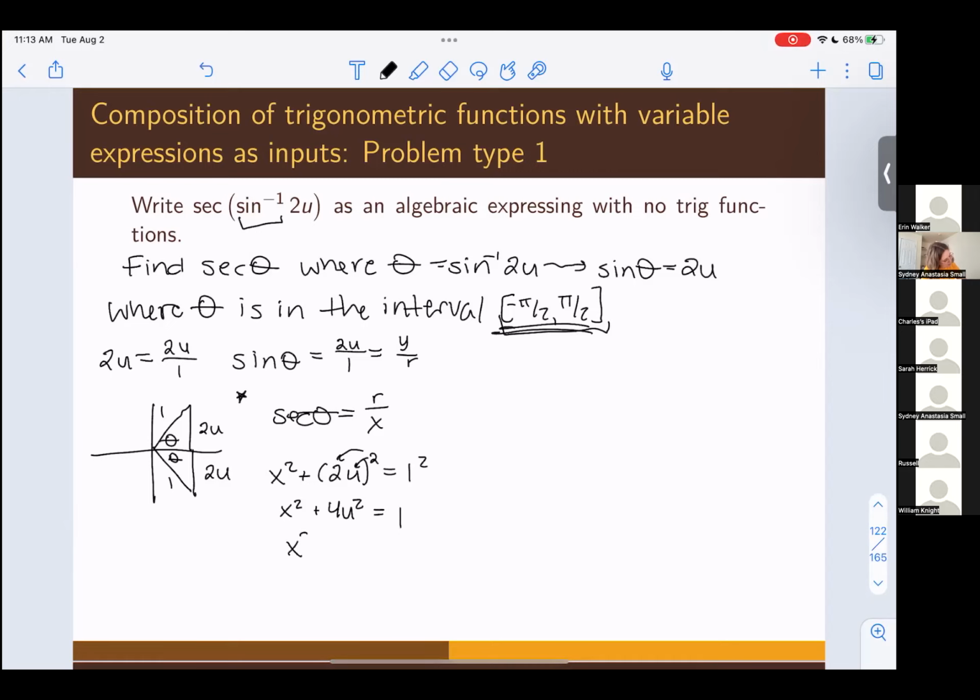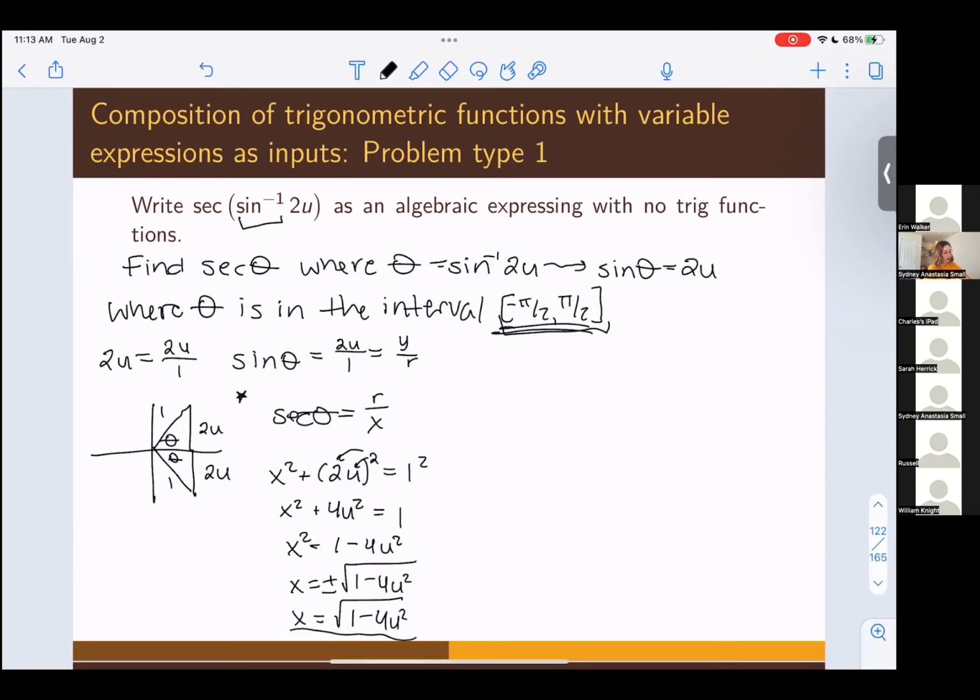So x squared is equal to 1 minus 4u squared. Okay. Which implies that x is equal to plus or minus the square root of 1 minus 4u squared. Okay, is it plus or minus? Turns out we are always just working with a positive x coordinate regardless of which of the two scenarios we're considering. So x is just equal to the positive square root of 1 minus 4u squared.